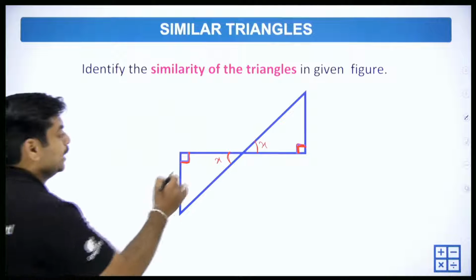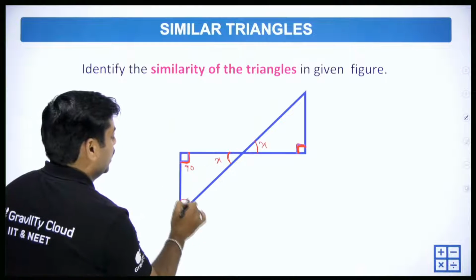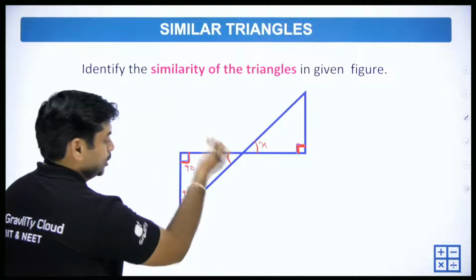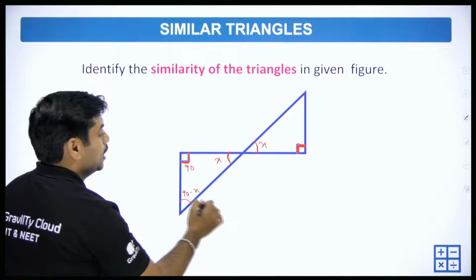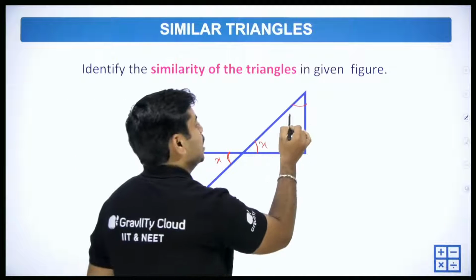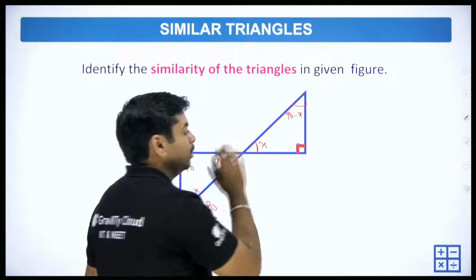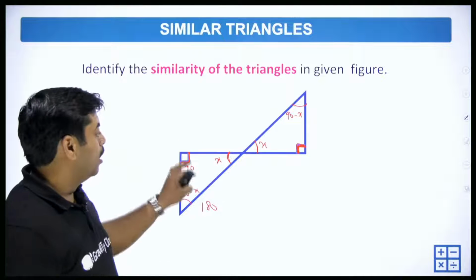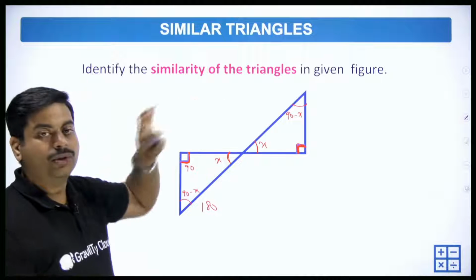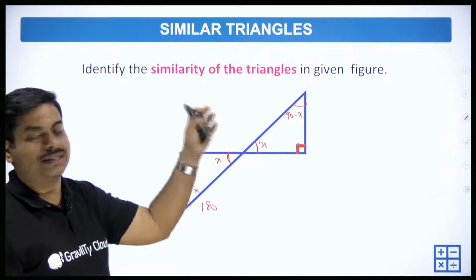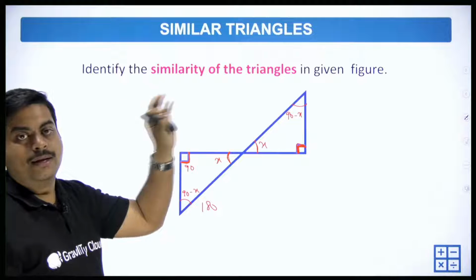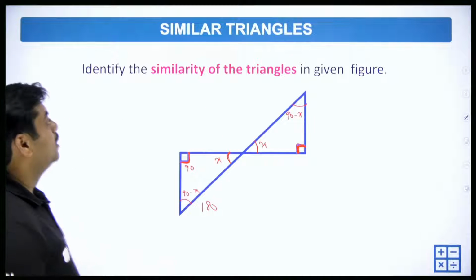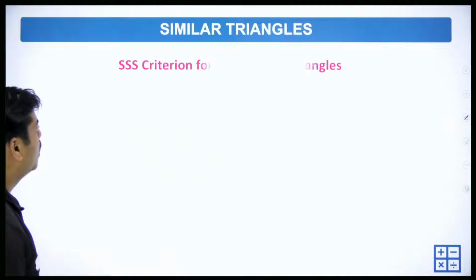Now if this is 90, this is x, the remaining will be 90 minus x, because the sum of all the three angles is 180. So even this will be 90 minus x. So we can say that all the angles are equal, right? So using AAA similarity, we can say that these two triangles are similar, right? So moving ahead for the next question.